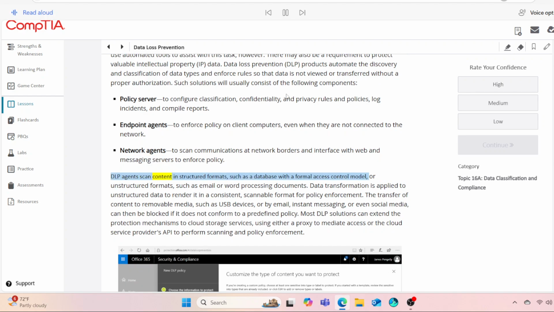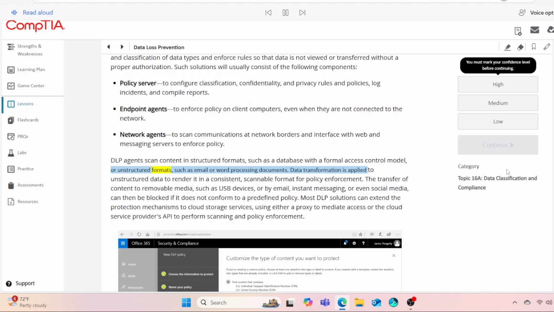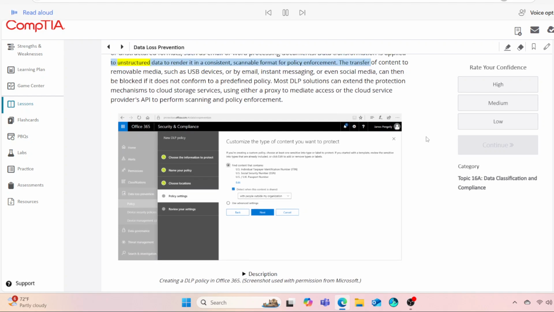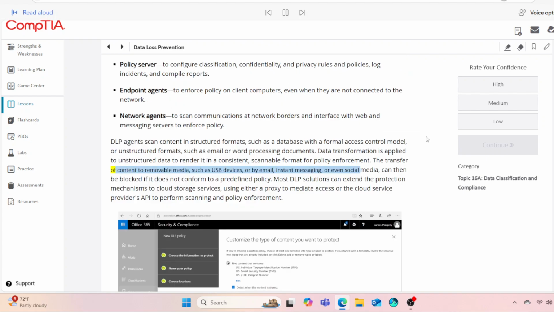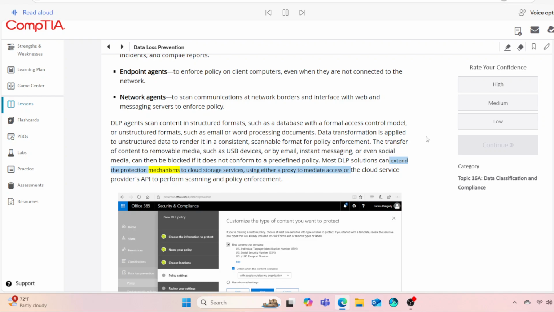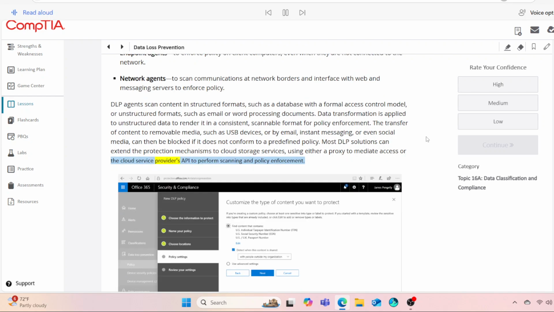DLP agents scan content in structured formats, such as a database with a formal access control model, or unstructured formats, such as email or word processing documents. Data transformation is applied to unstructured data to render it in a consistent, scannable format for policy enforcement. The transfer of content to removable media, such as USB devices or by email, instant messaging, or even social media, can then be blocked if it does not conform to a predefined policy. Most DLP solutions can extend the protection mechanisms to cloud storage services, using either a proxy to mediate access or the cloud service provider's API to perform scanning and policy enforcement.